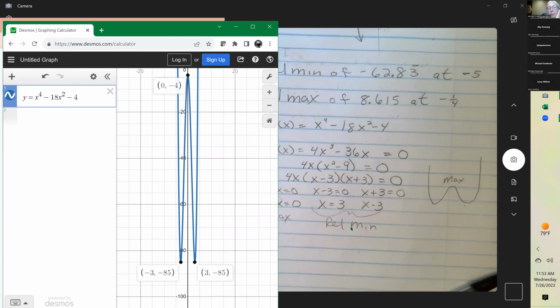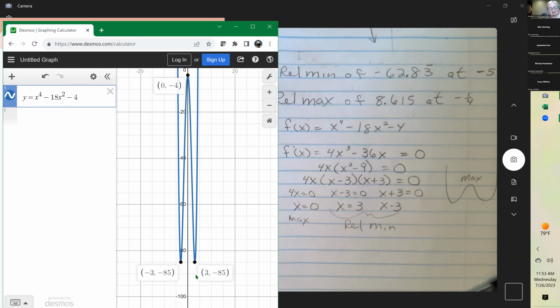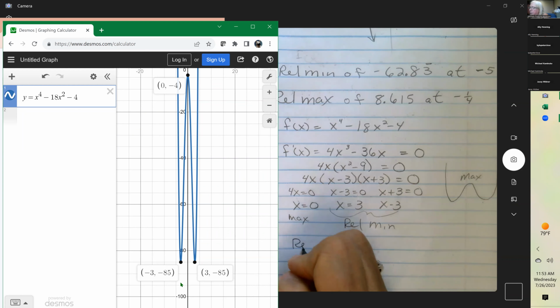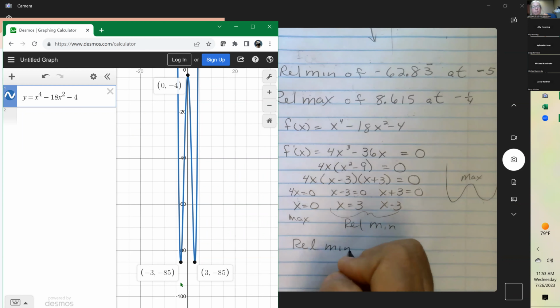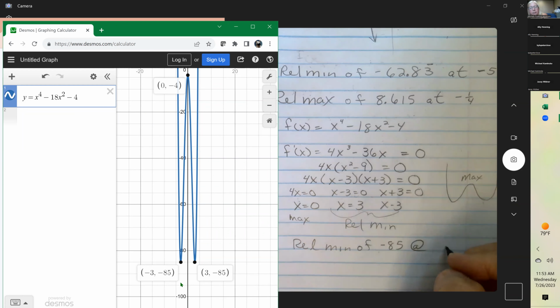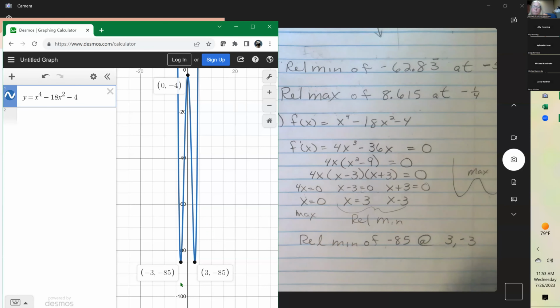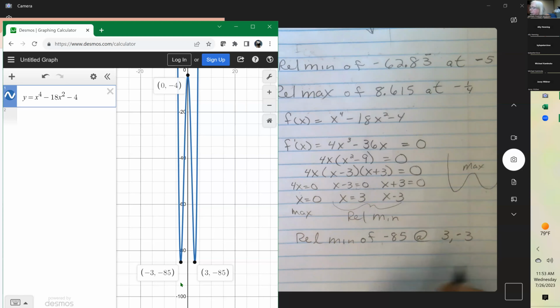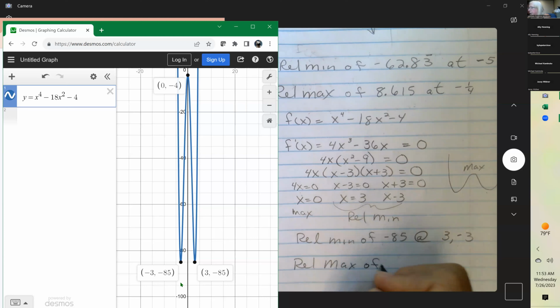We know we want 3, -3, and 0. Notice these two are at the same value. And they're low points, we said it was a min. Relative min of -85 at 3 and -3. The other one is a max. Relative max of -4 at 0.